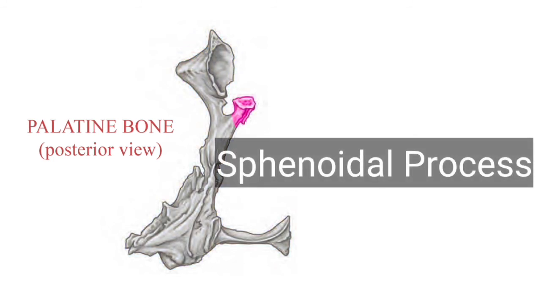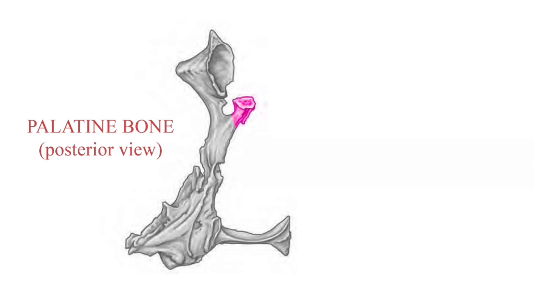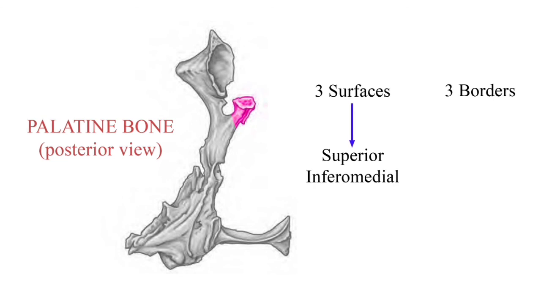The sphenoidal process. It projects upward and medially from the superior border of perpendicular plate and behind the sphenopalatine notch. It presents 3 surfaces and 3 borders. The superior surface is articular and joins with the sphenoidal concha. Further behind, it carries a groove and is overlapped by the vaginal process of medial pterygoid to form the palatino-vaginal or pharyngeal canal, and the inframedial surface is concave and forms the roof and lateral wall of the nasal cavity.